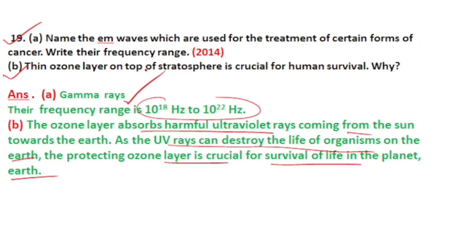Why is this ozone layer crucial for human survival? Because this ozone layer absorbs harmful ultraviolet radiation which destroys the life of organisms on the earth. So this ozone layer protects human beings, right? It is crucial for survival of life on the planet Earth. Hope it's clear to all of you.